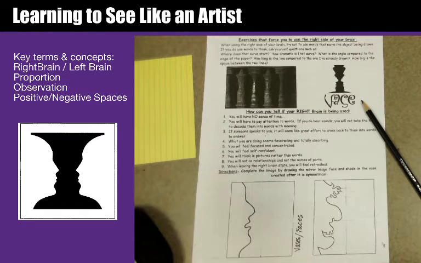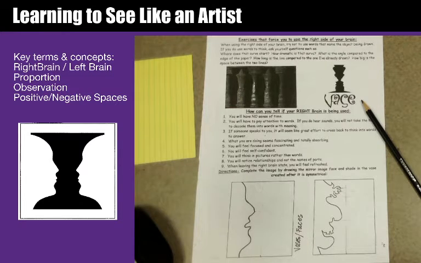So what we're doing today, we are going to be doing more exercises that force you to use the right side of your brain. And just a note, when using the right side of the brain, try not to use words that name the object being drawn. Some things on this worksheet you might be like, oh, that's a bird, oh, that's a nose. Actually, that's your left brain. So we're starting to learn how artists think, and it's not with words, it's with lines and shapes.